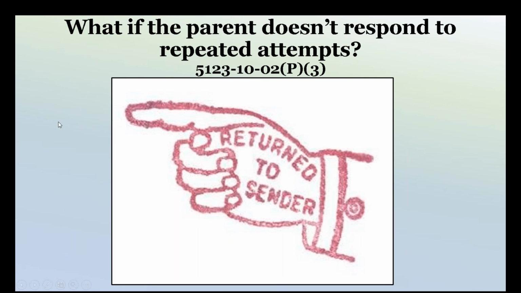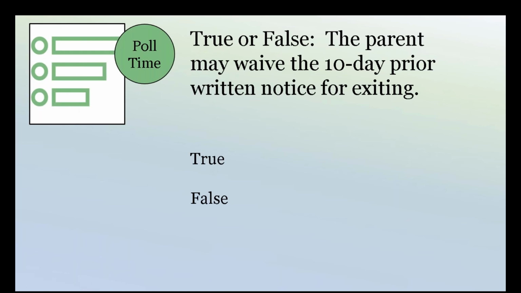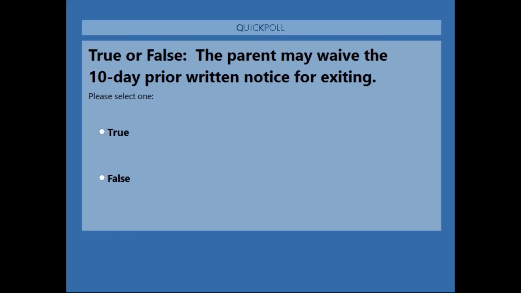All right, well, while you're doing that, let's do another poll. So this one's about prior written notice for exiting. Is this true or false? The parent may waive the 10-day prior written notice for exiting. True or false? All right, so false is winning so far with about half of the votes in. Yes, 58%, 59%, 60%, 61%. We're going up. And if you can't participate via the poll, just type in your answer.